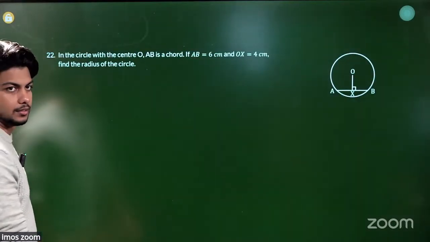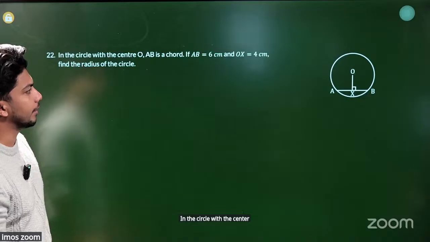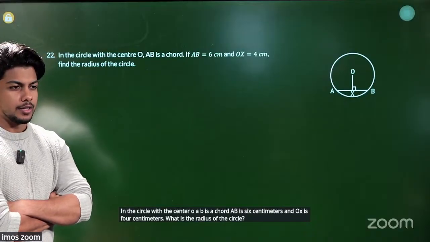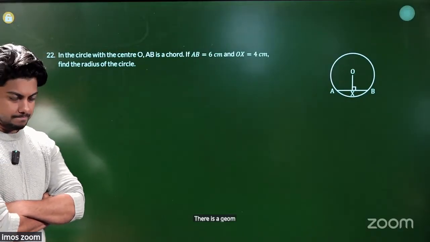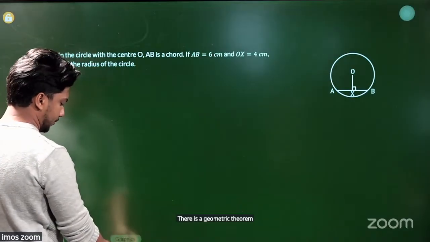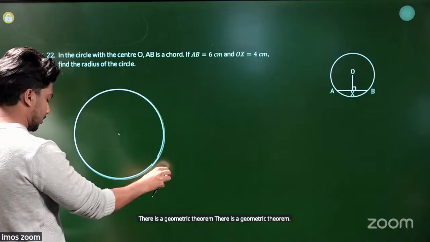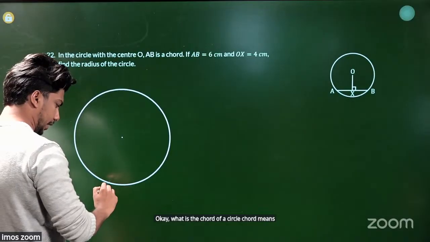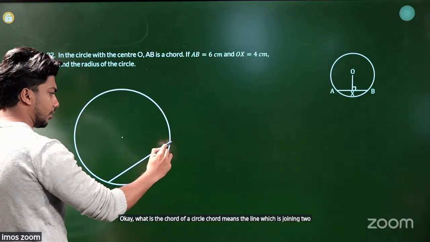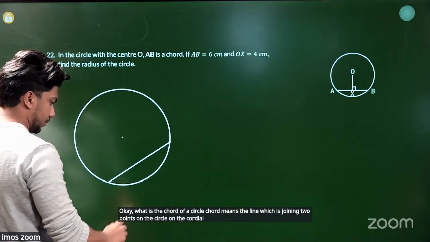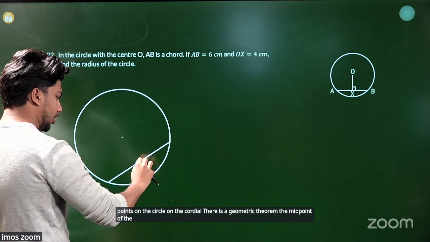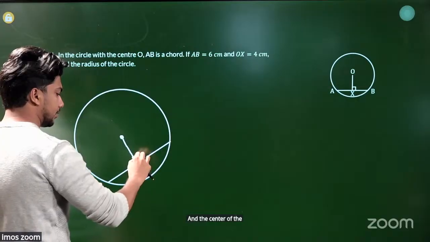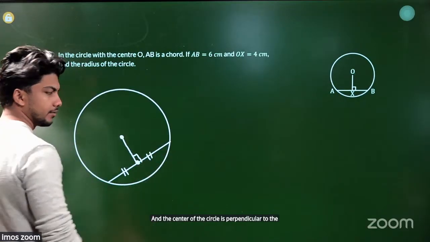In the circle with center O, AB is a chord, AB is 6 centimeters and OX is 4 centimeters. What is the radius of the circle? There is a geometric theorem. What is a chord of a circle? A chord is the line joining two points on the circle. The line joining the midpoint of a chord and the center of the circle is perpendicular to the chord.